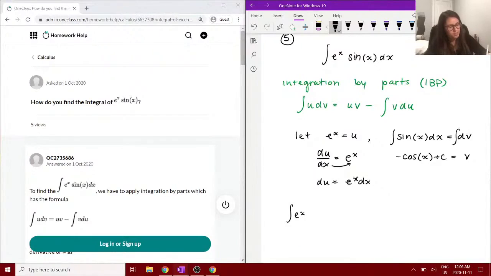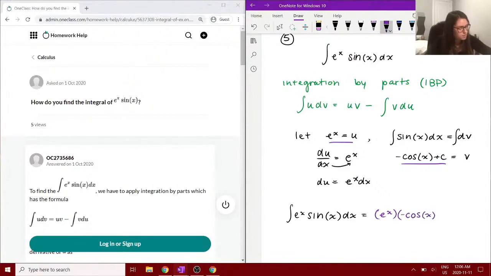Okay, so starting from the same first equation, we have e to the x times sine x dx. If that is the u dv portion, then let's write what u times v is. So u is e to the x. I'm just going to underline things as I go. Okay, so e to the x is u times v. This is v. We have minus cos x plus c, which I said we're going to leave out for now.